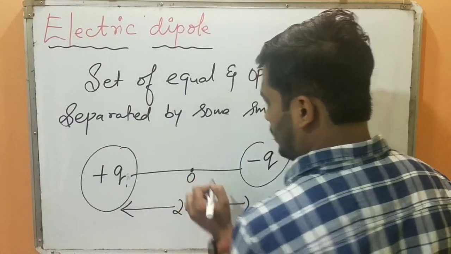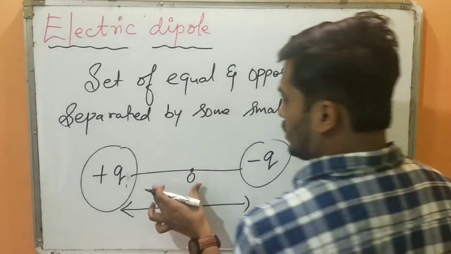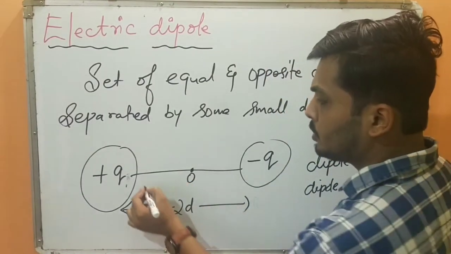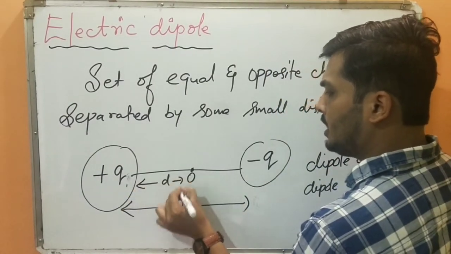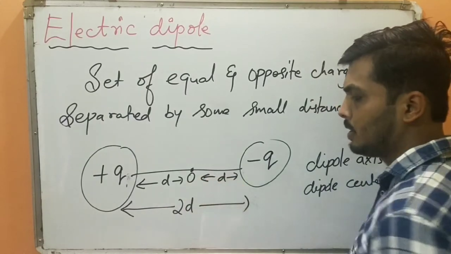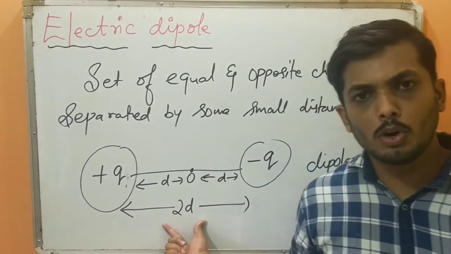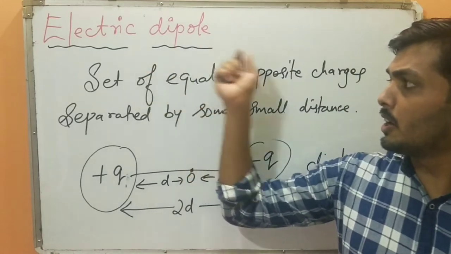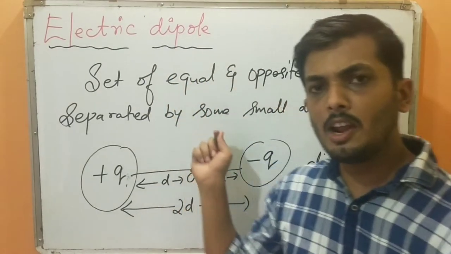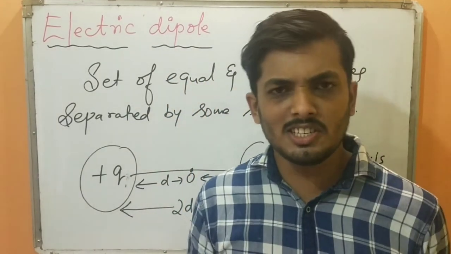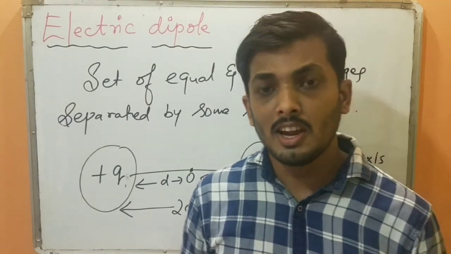We give it the name O. So this is the midpoint of the dipole. Obviously this distance will be d and this will be d. So d and d together comprise what? 2d. So an electric dipole is nothing but a set of equal and opposite charges separated by some small distance.